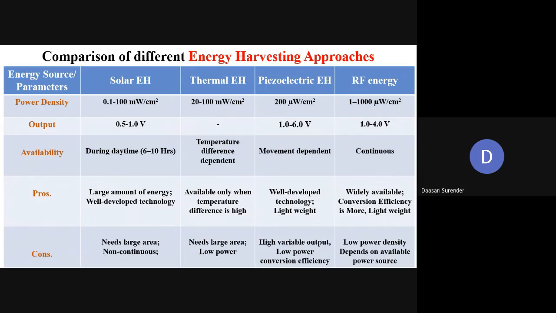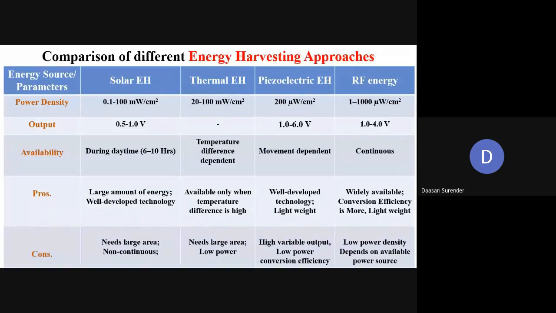Next, thermal energy harvesting: the power density of thermal energy is also higher compared to RF and piezoelectric energies, but it is available only when the temperature difference is high. It suffers from larger area and low output power. And the piezoelectric energy density is low in the ambient environment and it is movement dependent. Hence, its availability is not continuous and the power conversion efficiency is low, because if it is continuous, then the performance is good and the rectifier output becomes more. But it is not continuous, so the power conversion efficiency is low. And it is lightweight, which is one of the advantages of this piezoelectric energy harvesting approach.